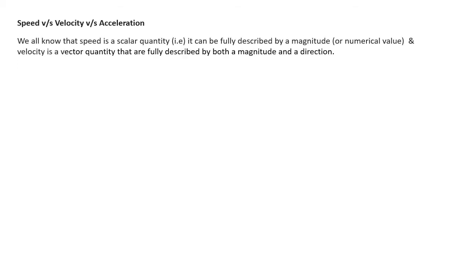We all know the basic difference between speed, velocity, and acceleration. Speed is a scalar quantity, which means it can be fully represented by a numerical value. Velocity is a vector and acceleration is also a vector quantity. That means it requires a direction apart from the numerical value or magnitude.